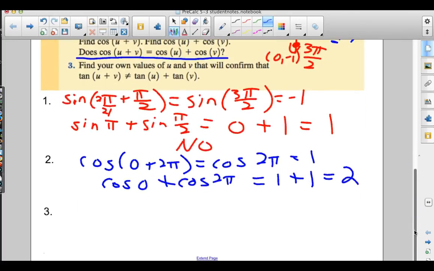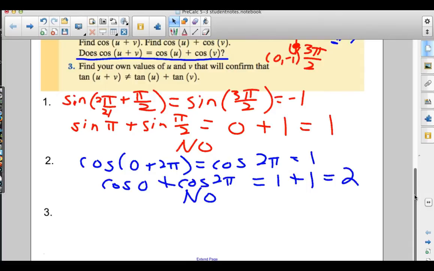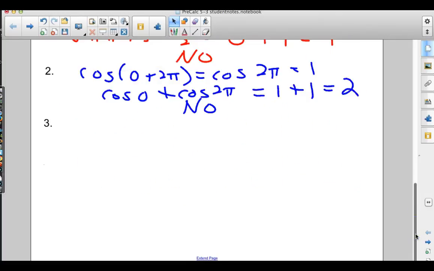So you begin to think, well, maybe it's just because we picked the quadrantals. Maybe it's the quadrantals that don't work. So maybe if we pick something different, we would get a really good answer. Well, let's just try something out. For the third one, it says, find your own to try with tangent. So I start thinking, how can I get something that would work out really nice that I do know, that's not a quadrantal angle, that I could use as an example?